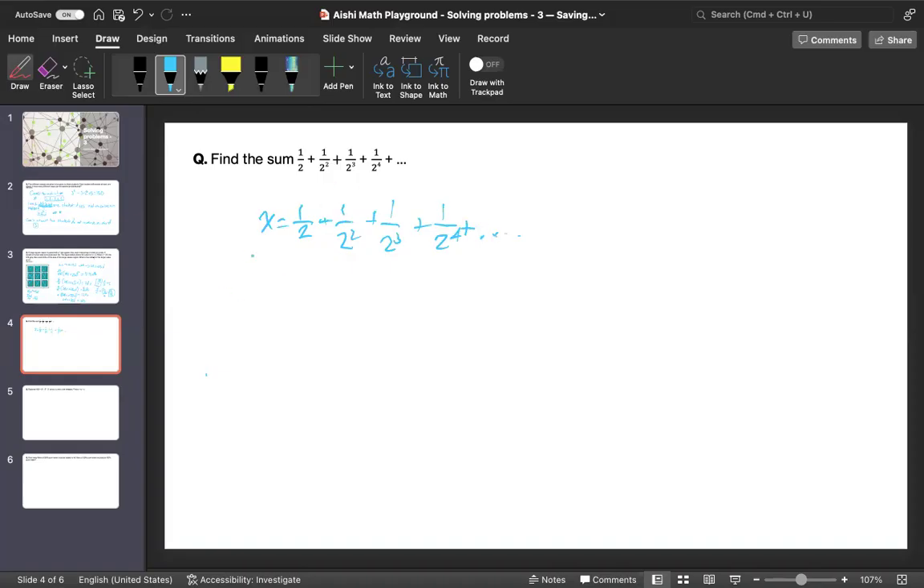Alright, so if we multiply this whole thing by 1/2, then we get (1/2)x is equal to 1/2^2 + 1/2^3 + 1/2^4 and so on. And this goes on till infinity. And obviously no one can count up till infinity, so if we subtract x minus (1/2)x, then the only thing that remains is 1/2 because it all went to infinity, both of these.